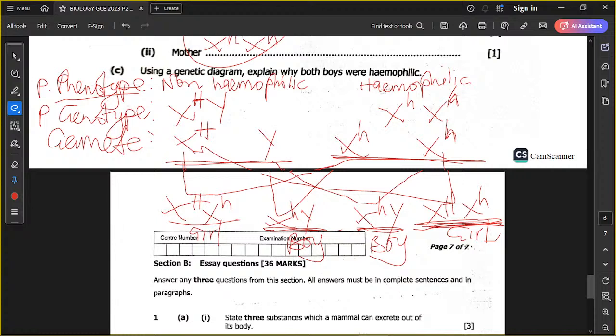As you can see, every boy has got X with a small h, which is a power. So they inherited it from their mother. So basically, that is the answer to the question. This is how you come up with this. That's how you can answer the question using a genetic diagram.